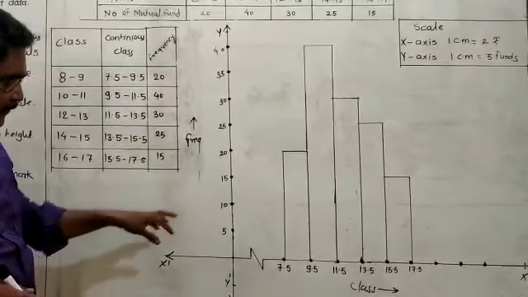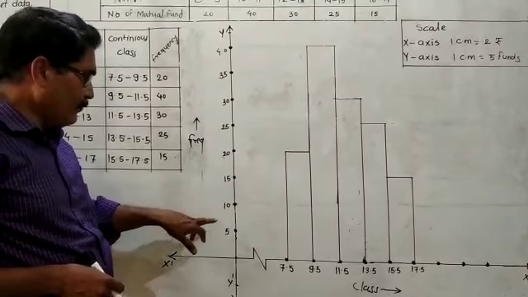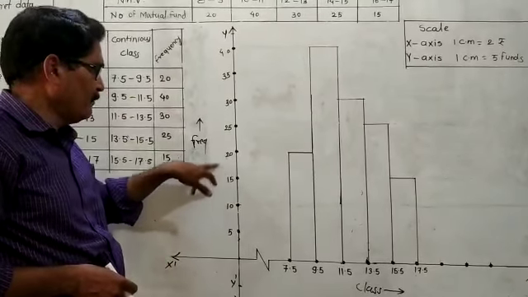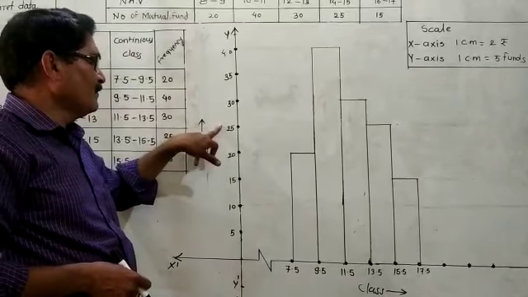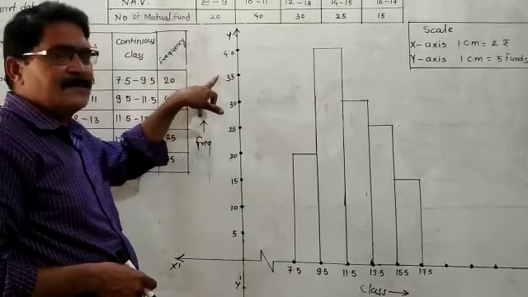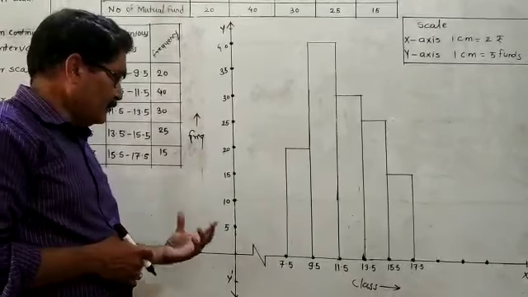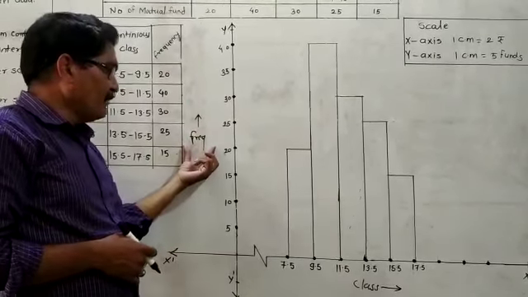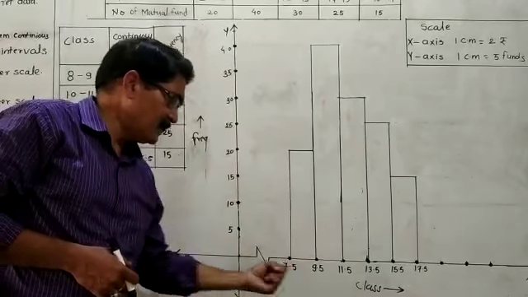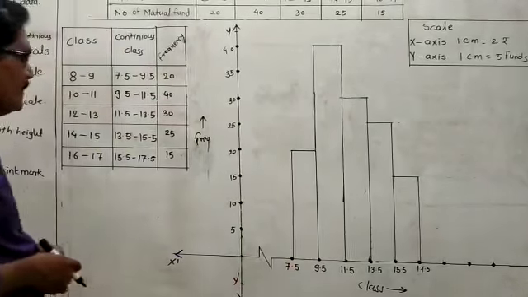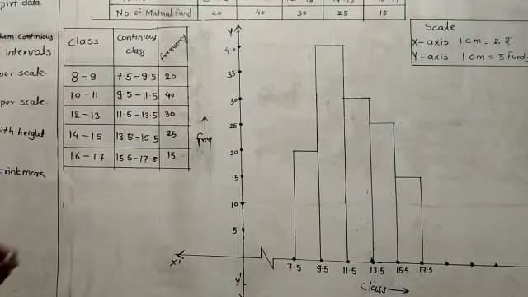This will come in the table of 5. So I will write the table of 5: 5 1s are 5, 5 2s are 10, 5 3s are 15, 5 4s are 20, 5 5s are 25, 5 6s are 30, 5 7s are 35, 5 8s are 40. And once you draw the frequency on the y-axis and classes on the x-axis, it is very easy to draw the histogram.